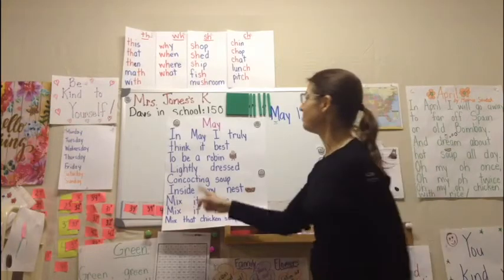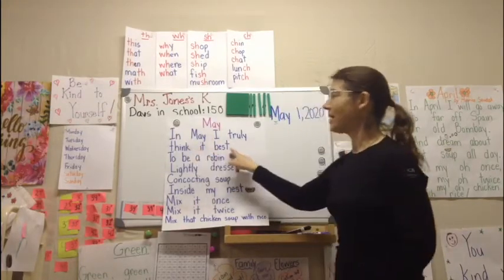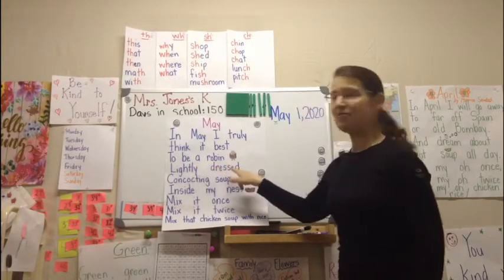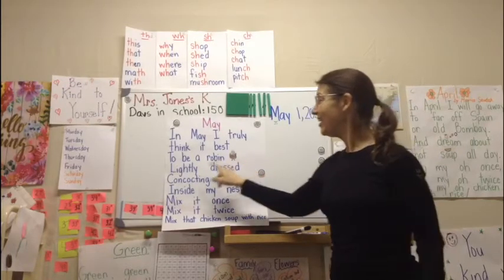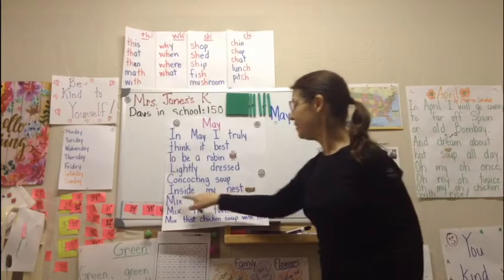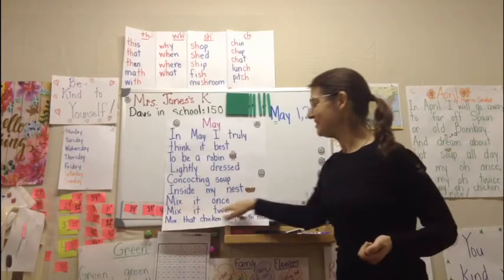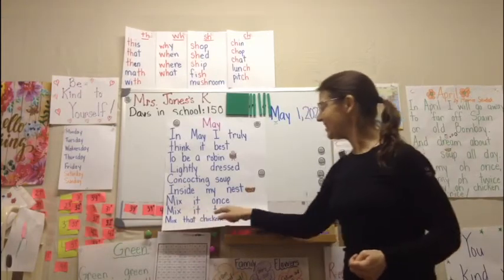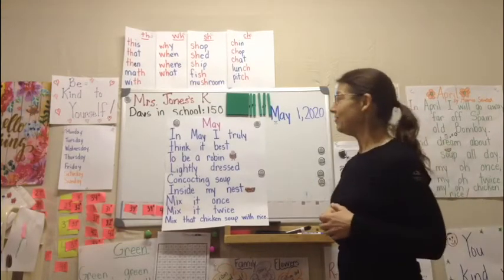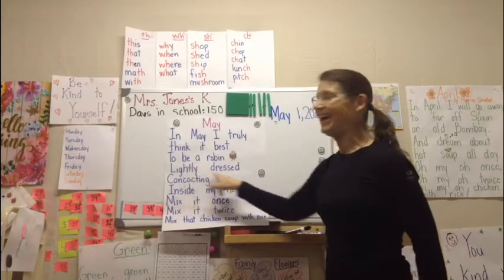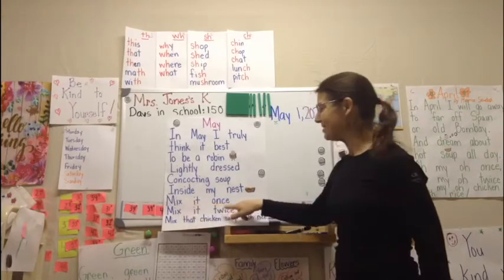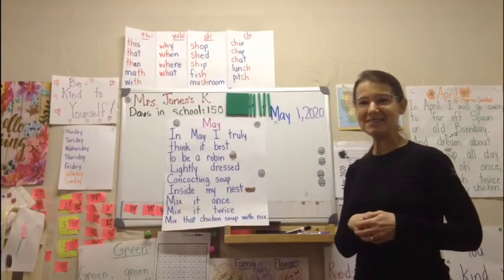Alrighty, I'm going to read it and you echo it. May. In May I truly think it best to be a robin lightly dressed, concocting soup inside my nest. Mix it once, mix it twice, mix that chicken soup with rice. And we put it all together smoothly. In May I truly think it best to be a robin lightly dressed, concocting soup inside my nest. Mix it once, mix it twice, mix that chicken soup with rice.